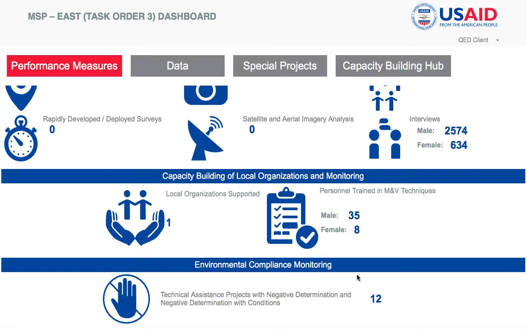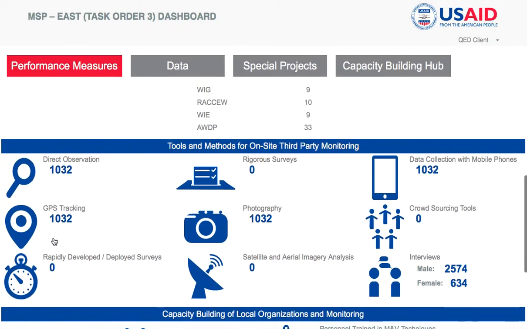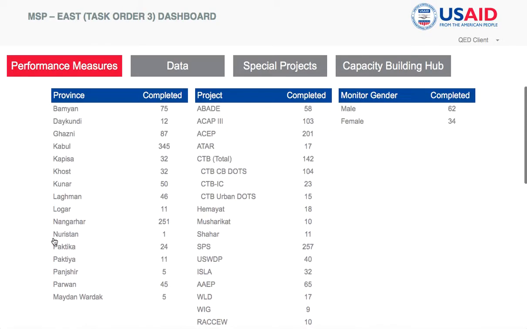This component of our project was to determine the environmental compliance of the individual activities that were required to monitor. So far, 12 have reported as being compliant, and as that number grows, it'll change here. In summary, the intention of this section is to provide performance measures to our client in a quick and easy way to access. I am now going to review the second tab, Data.